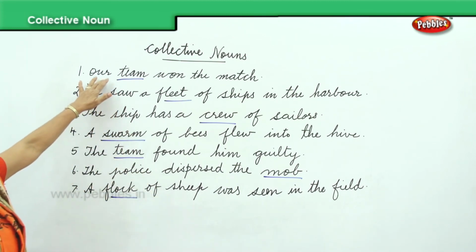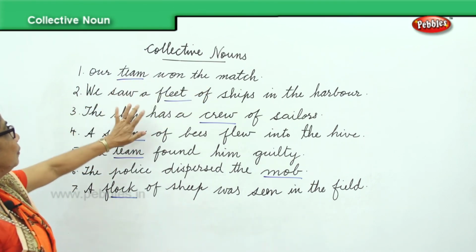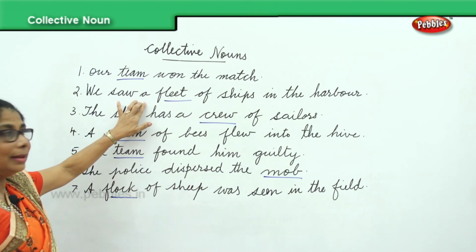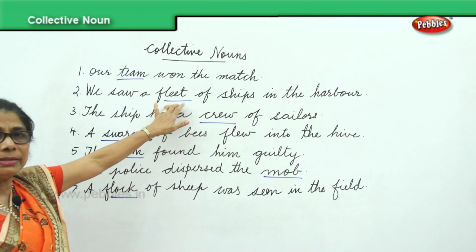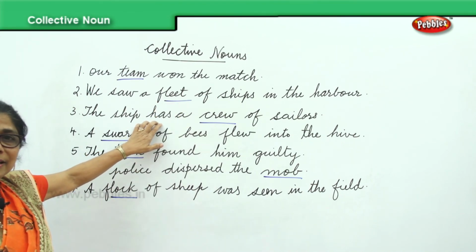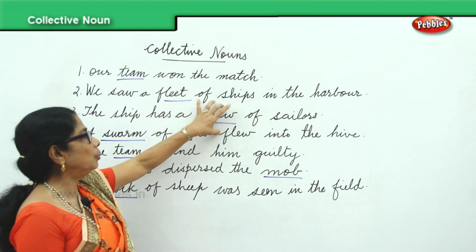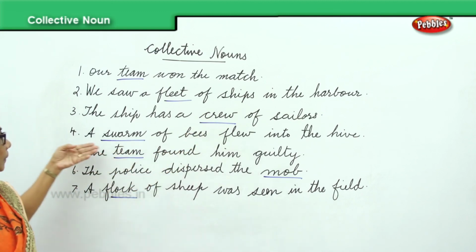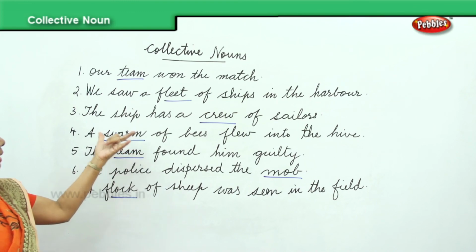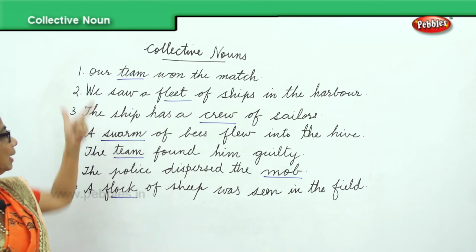Now, look at our sentences. Our team won the match. Team is the collective noun. We saw a fleet of ships in the harbor. Fleet is the collective noun. The ship has a crew of sailors. The number of sailors together we call crew. Crew is the collective noun here. A swarm of bees flew into the hive. Swarm is the collective noun for the bees.